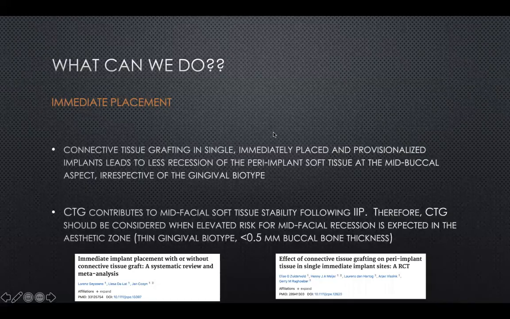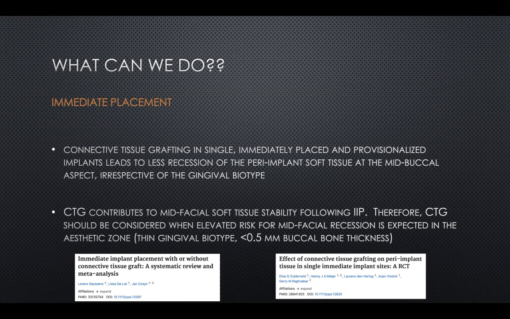So now we have this dilemma whether to graft or not to graft. Some people defend grafting in each case, and they say that the connective tissue graft in single immediately placed and provisionalized implants leads to less recession of the peri-implant soft tissue at the mid-buccal aspect, irrespective of the gingival biotype, whether it's thick or thin. And some people defend using the soft tissue graft only in the aesthetic zone and only when we have a thin gingival phenotype, or biotype.